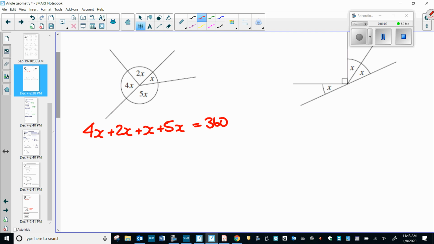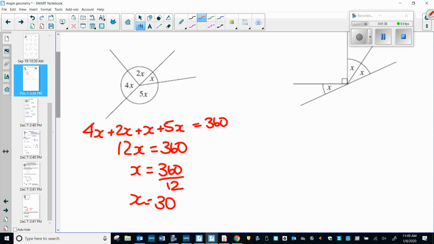Now, this equation here, how would I solve it? I've got lots of x terms here. What do we do to solve an equation, Julia? You add the x terms together. Yep, so what would I have? It'd be 6x plus x, 7, 7 plus 5, 12. So it'd be 12x equals 360. And then x equals 30. How do you do that? You divide by 12.